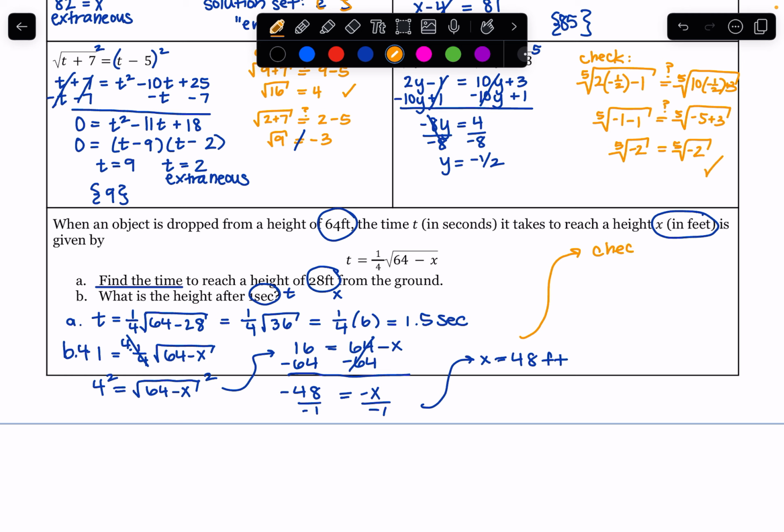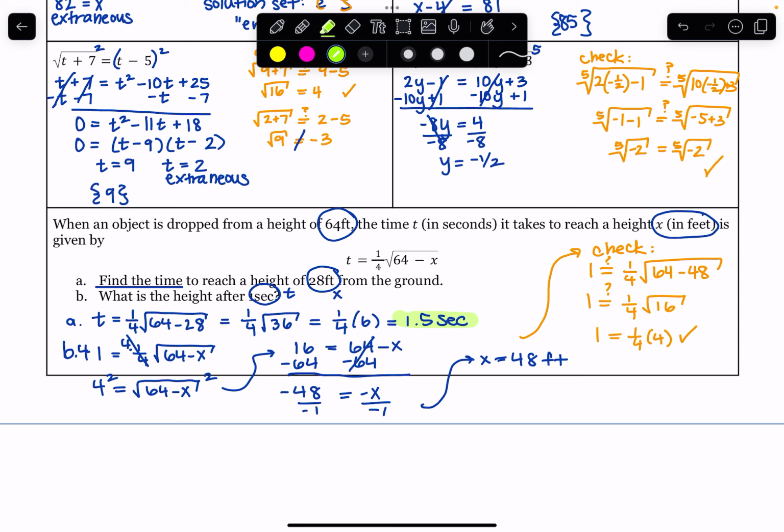So if we check, we're going to have 1 equals 1/4 times the square root of 64 minus 48. So that would be 1 equals 1/4 times the square root of 16. So 1 equals 1/4 times 4. So that does check out. I'll go ahead and put question marks here, even though we kind of know. So part A, 1.5 seconds. Part B, 48 feet.